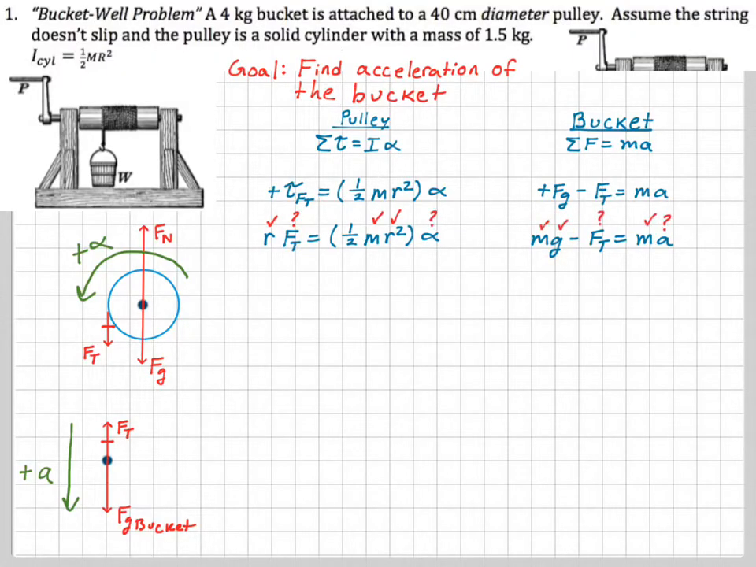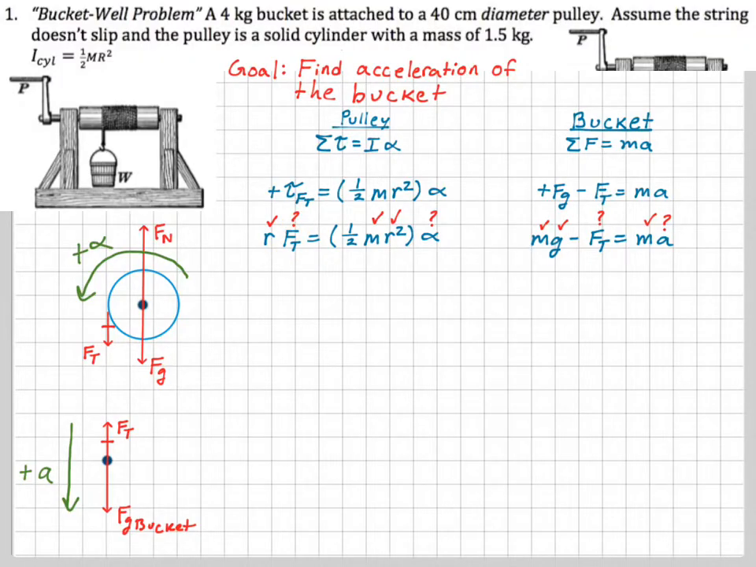A good thing to do at this point is to check in on how many knowns and unknowns we have. We obviously have two equations, but we have more than two unknowns. Here we've got force tension that is acting on the pulley, and here we've got force tension that is acting on the bucket. But as we discussed earlier, those are the same. So we've got one unknown there. Alpha is an unknown, in other words, the rotational acceleration of the pulley, and a is an unknown, in other words, the translational acceleration of the bucket. So we have three unknowns, but only two equations. We need to figure out a way to get two unknowns if we have two equations.